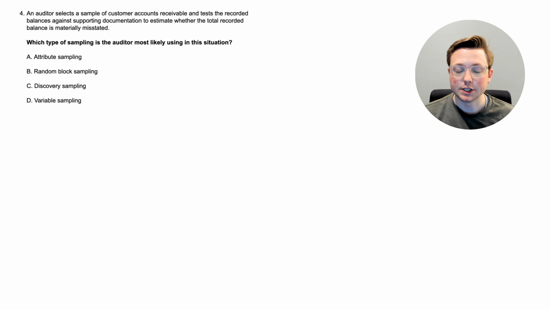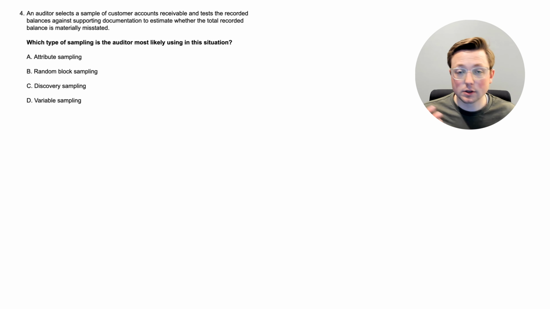All right, here we are at question 4. Which type of sampling is the auditor most likely using in this situation? Let's go up to the top. An auditor selects a sample of customer accounts receivable and tests the recorded balances against supporting documentation to estimate whether the total recorded balance is materially misstated. So again, what type of sampling are they most likely doing? Let's go through the options. Option A, attribute sampling. Option B, random block sampling. Option C, discovery sampling. Or option D, variable sampling.